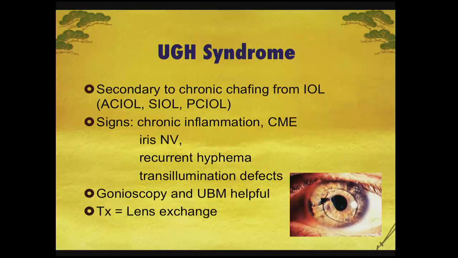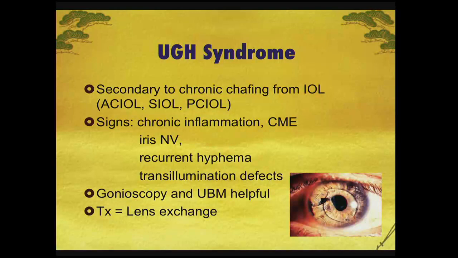The patients will get chronic inflammation, so they can have an iritis. So for a patient who's pseudophakic and over 50, you should think about UGH syndrome, because it's unusual for someone over 50 to have their first bout of uveitis. They can present with cystoid macular edema. They can have iris neovascularization. They can get recurrent hyphemas, and there are case reports of amaurosis fugax actually ending up being UGH syndrome, because the sudden onset of a hyphema will prompt the complaint of a transient loss of vision.